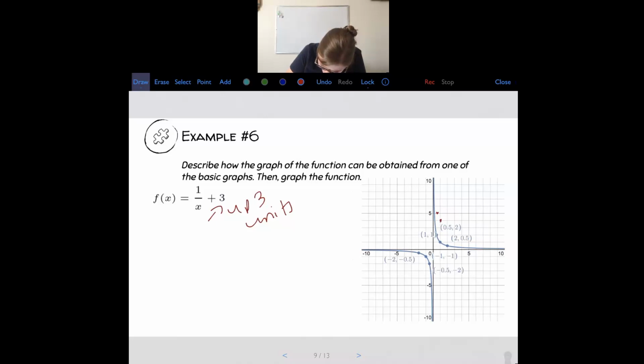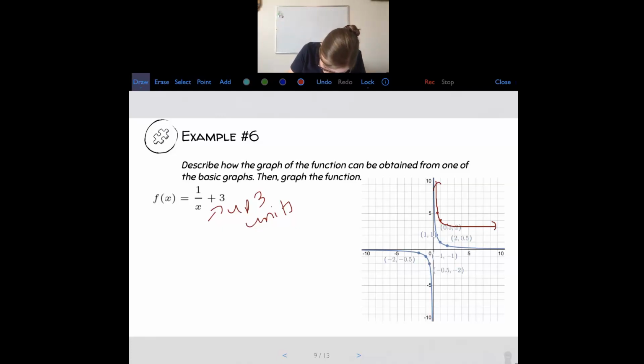And then this is 2.5. At (2, 0.5), it would be at 3.5. Okay, and this piece will look something like this. And then we do the same thing for the other piece. Okay, so for this one, we've got 2 pieces that we're working with, and make sure you take care of both of those. So everything's going to go up 3 units.